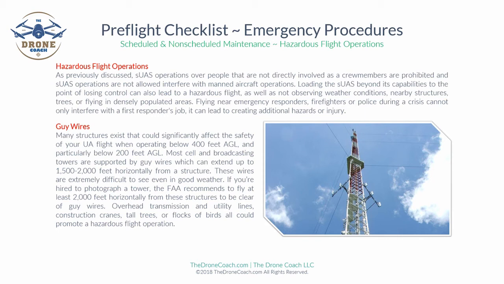Overhead transmission and utility lines, construction cranes, tall trees, flocks of birds all could promote a hazardous flight operation. Now again, we want to reiterate, the FAA only recommends that you fly at least 2,000 feet horizontally from a structure with guy wires. It is not a rule or mandate.